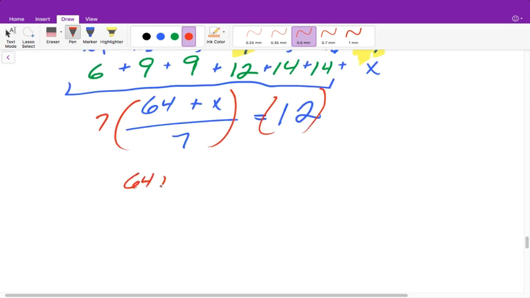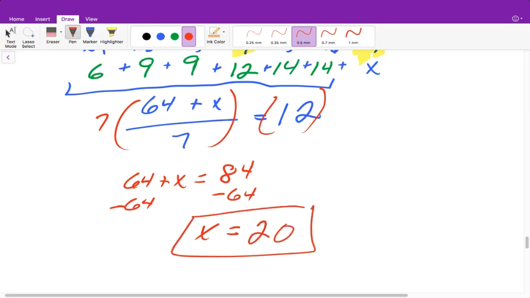So 64 plus x is then equal to 84. Subtract over the 64. And that means that x, that missing number, that largest number, must have been 20.